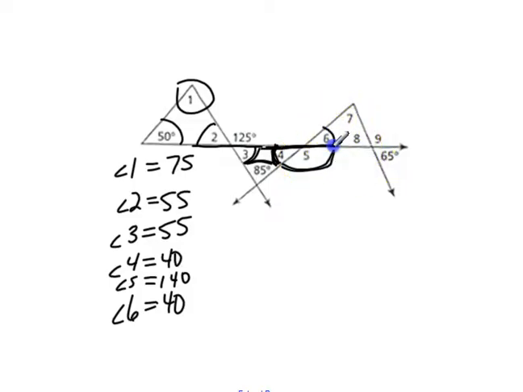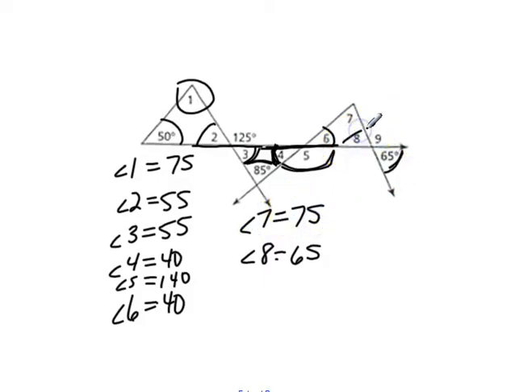So now we know angle 6 is 40, but we don't know 7 or 8. Well, let's see if we can use this. This is 65 degrees, and it's a vertical angle with angle 8. So angle 8 must also equal 65. So if this is 65 and this is 40, together that's 105, which means angle 7 must be 75 degrees.